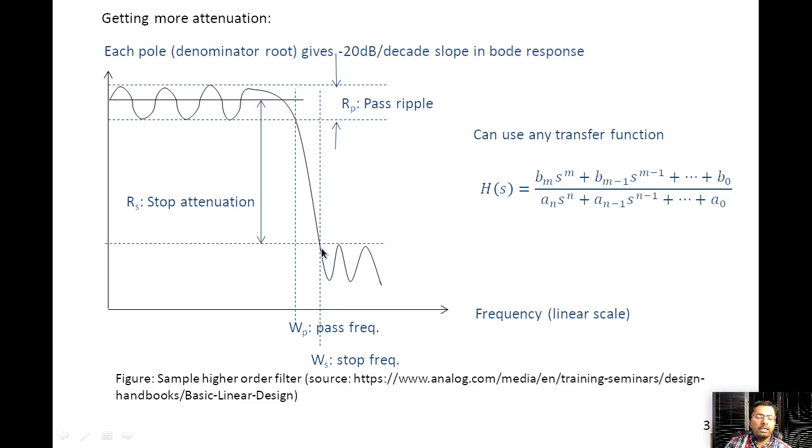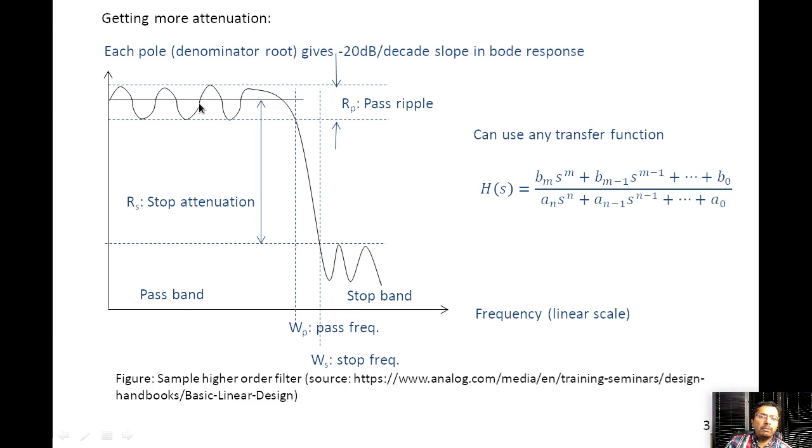What that means is once my frequency crosses my stop frequency, none of the frequencies are going to have a gain larger than my stop attenuation. The stop attenuation is the minimum attenuation I get in the stop region of the frequency, or in the stop band. Since this is called the pass band, this will be the stop band of my frequency response.